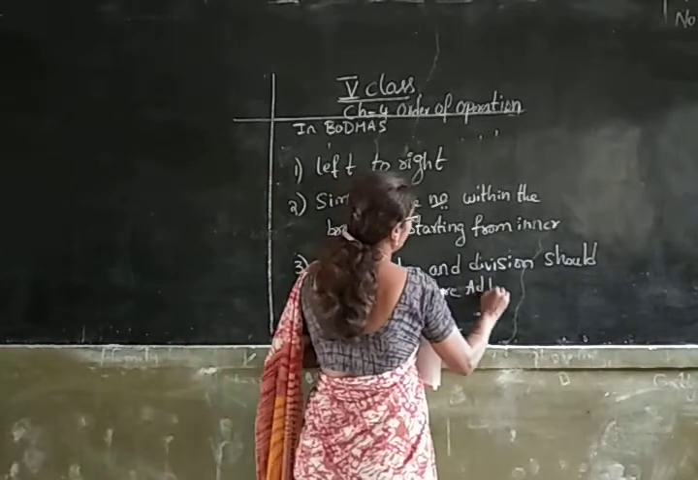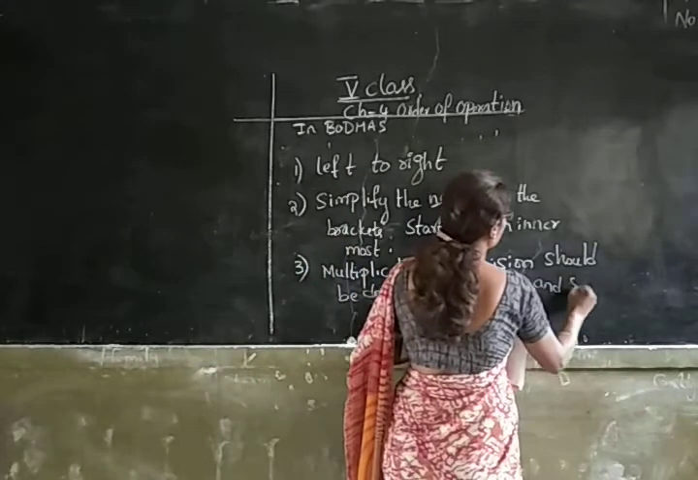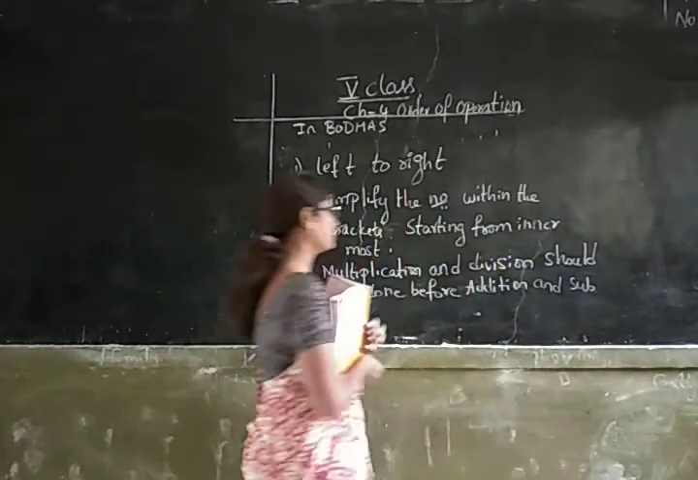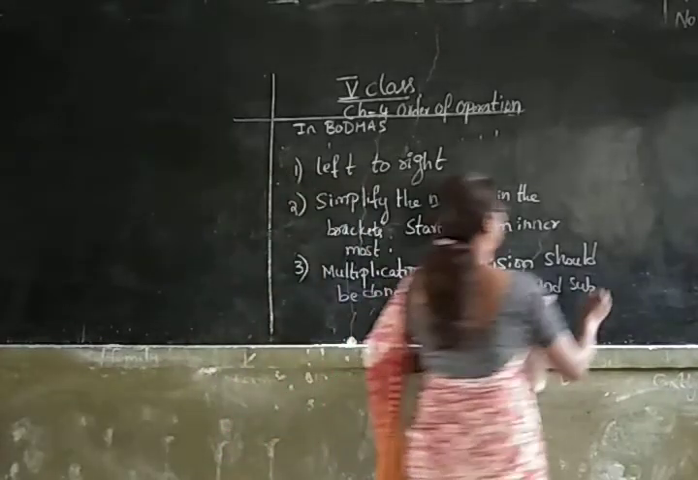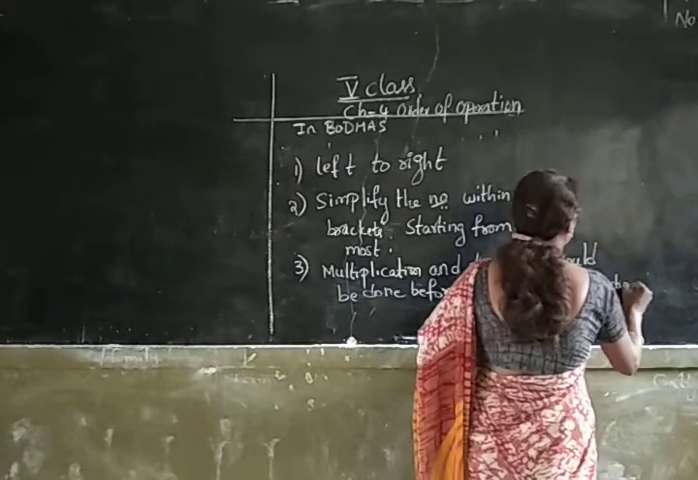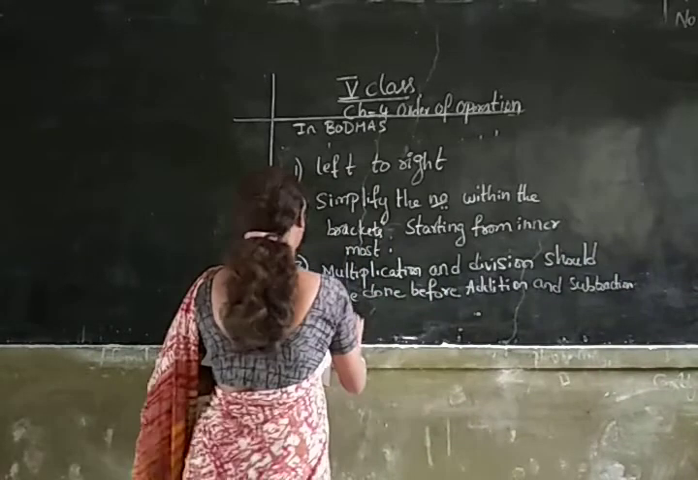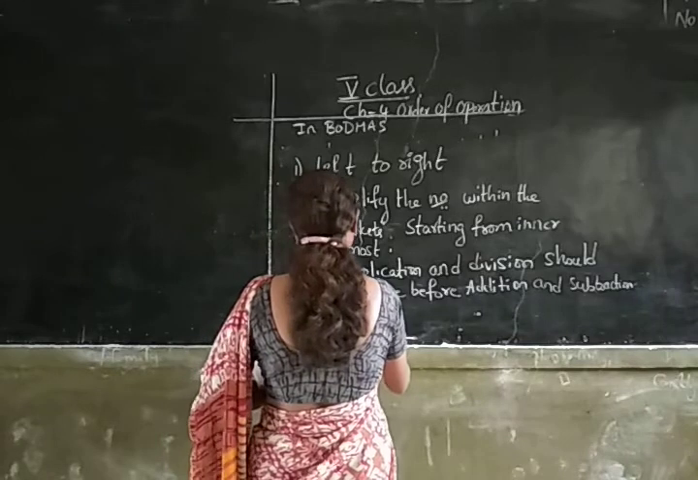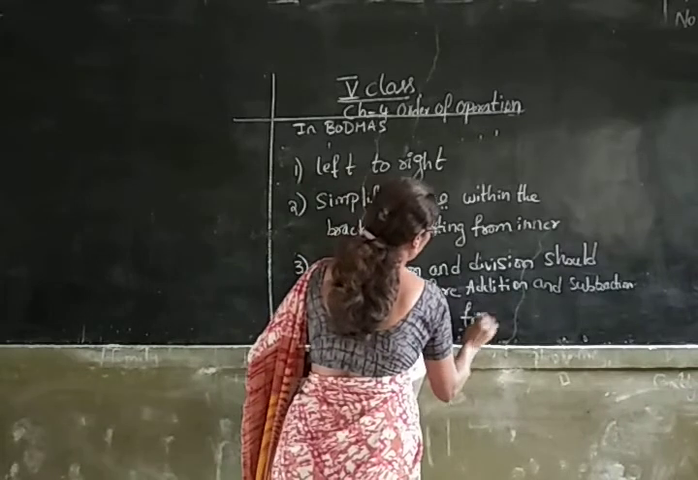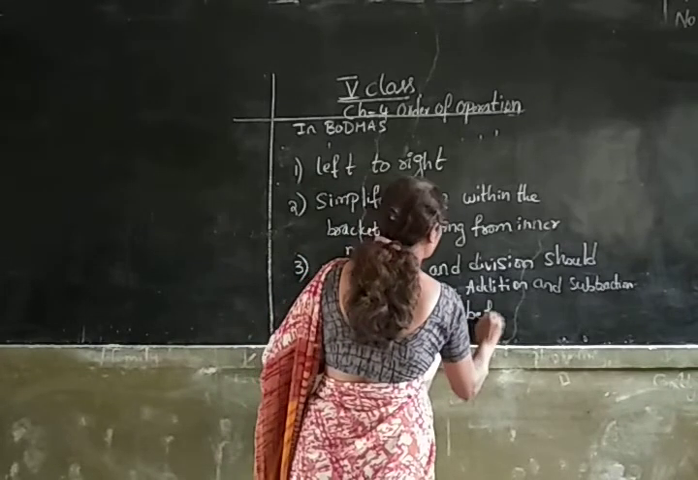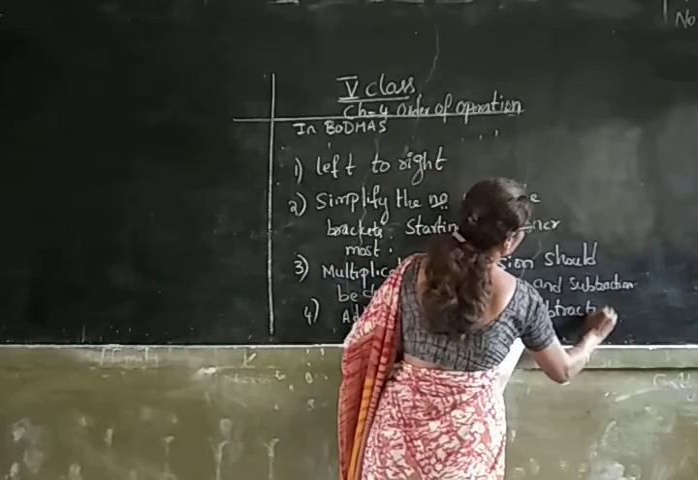Addition and subtraction. Multiplication and division should be done before addition and subtraction. After solving the numbers in the bracket, you have to do multiplication and division before doing the addition and subtraction. And the last one is addition. Addition comes before subtraction.